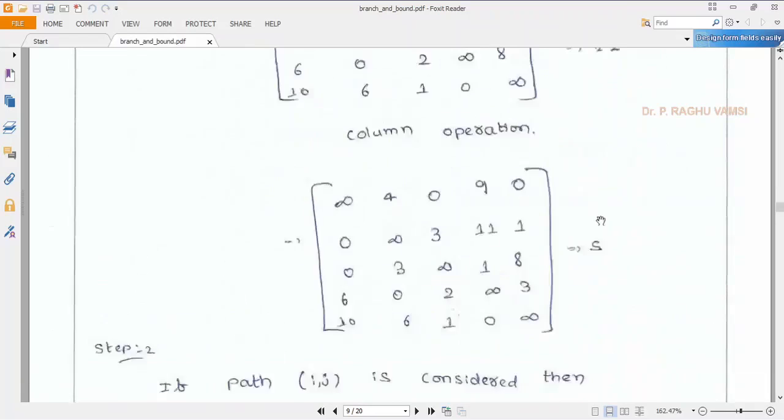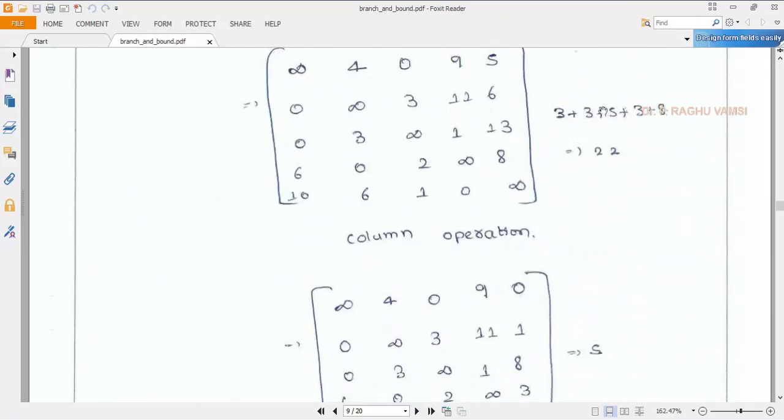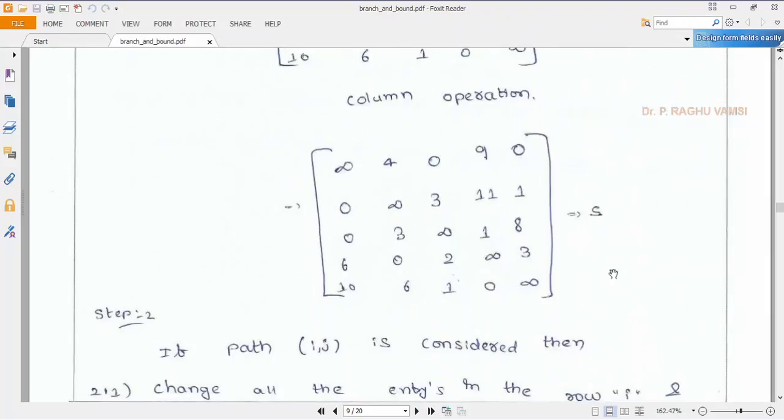Step 2. So we are done with the row operations, that is, deducting the minimum cost from the rows and columns, and we have summed up the total minimum cost that we have reduced from the matrix, and also the minimum cost that we have reduced from the columns. Now we'll proceed to step 2.